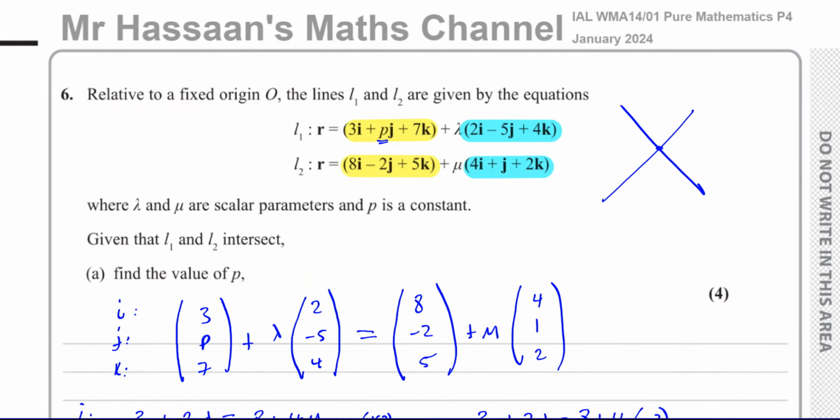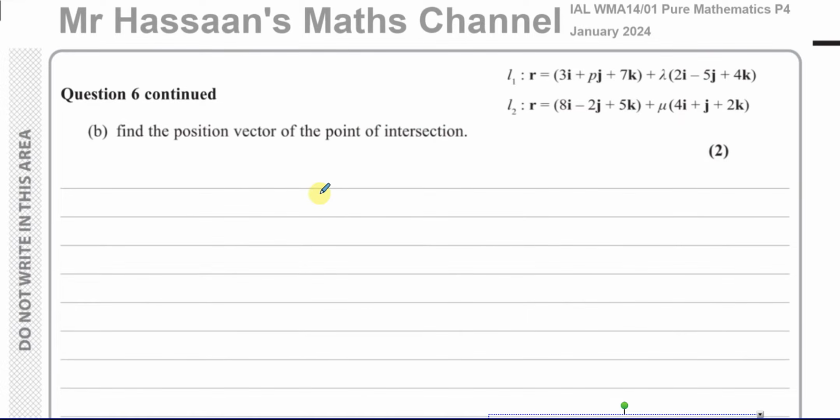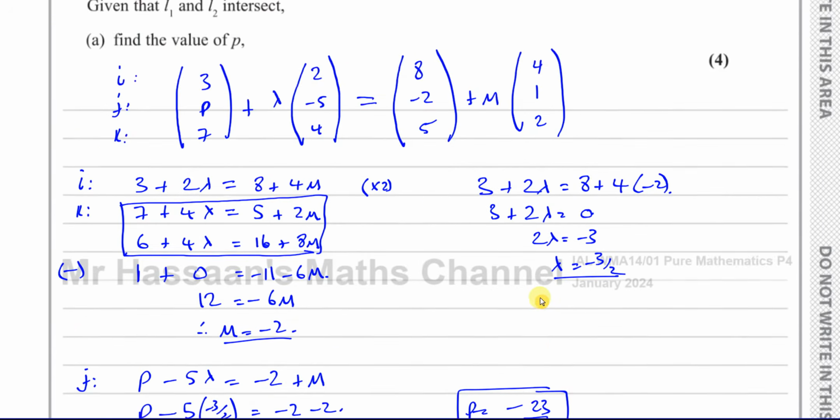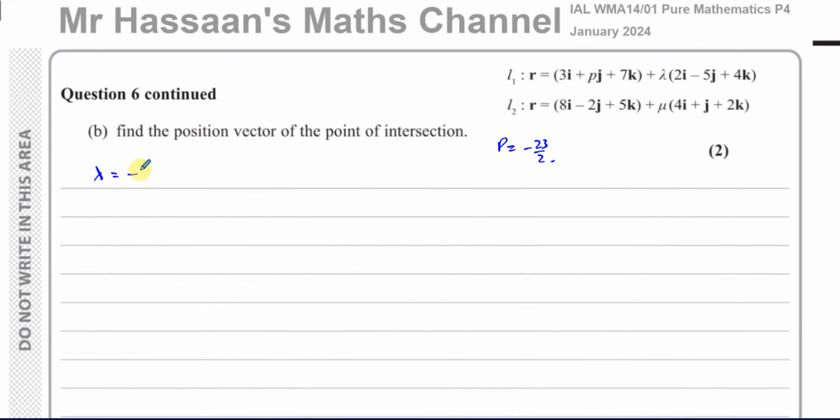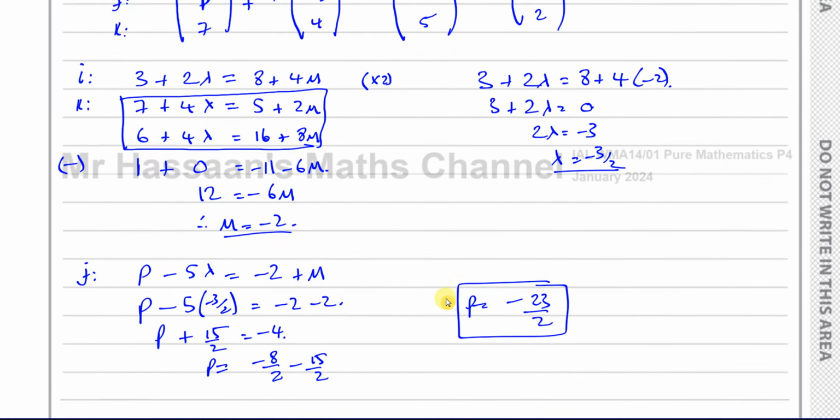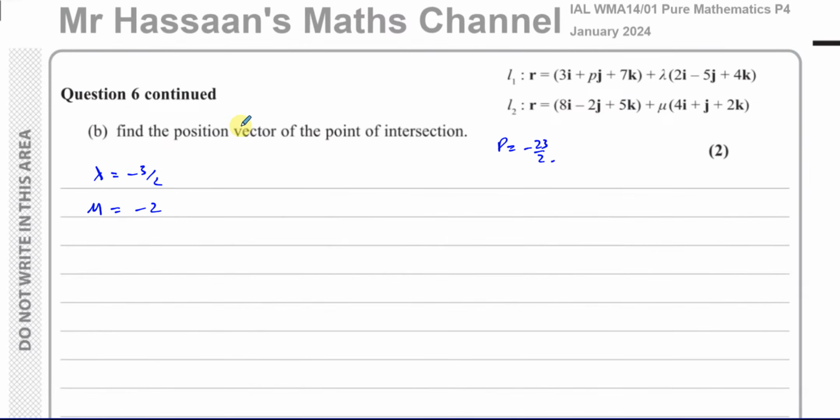Now we're going to go on to part B. It says find the position vector of the point of intersection. Okay, so we worked out that p is equal to minus 23 over 2. All right, and we worked out the value of lambda at the point where they intersect was minus 3 over 2. This is just at the point where they intersect, minus 3 over 2, and the value of mu was minus 2. Was it minus 2? Let me just make sure. Yes. Okay, so we know those points.